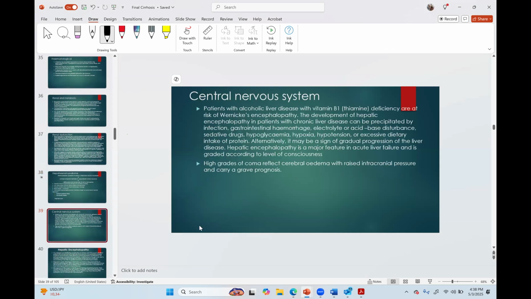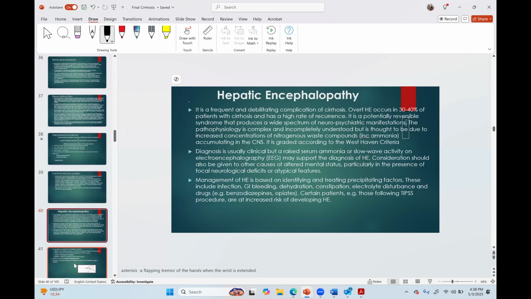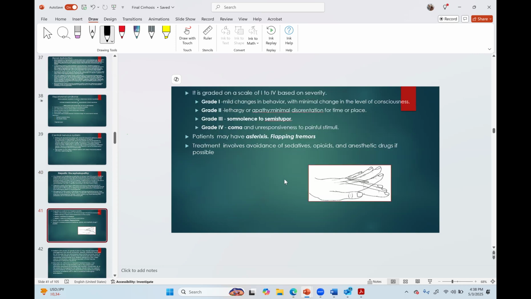So, do you know how hepatic encephalopathy occurs? One of the factors is that ammonia bypasses metabolism due to portal hypertension, so the ammonia level will increase. Any infection, GI bleeding, dehydration, constipation, electrolyte imbalance, or any medication pushing the patient can lead to hepatic encephalopathy. And there are the traditional flapping tremors, which is called asterixis.